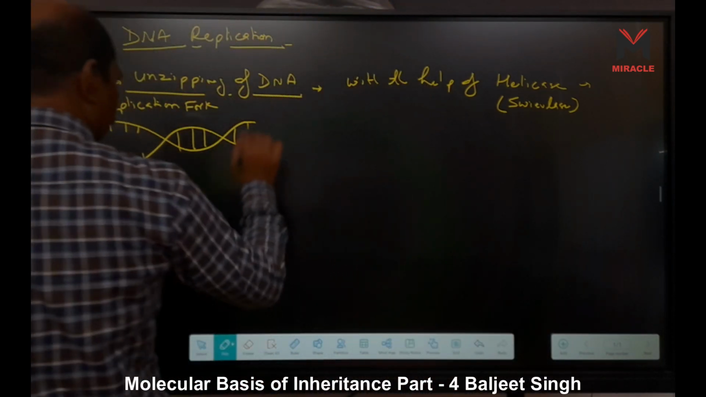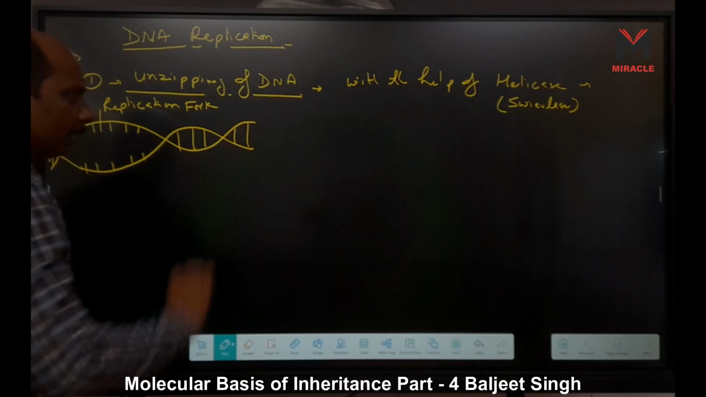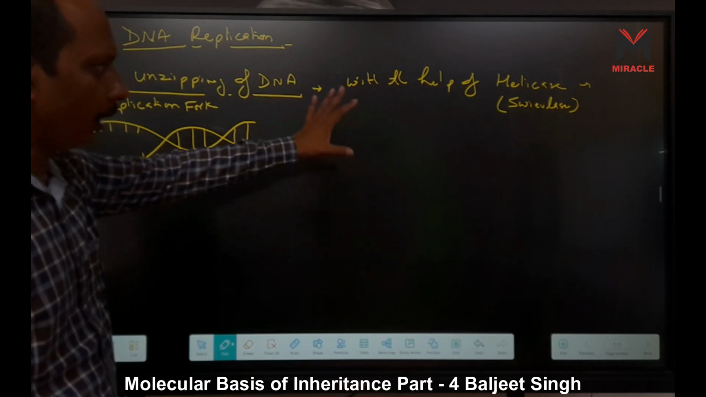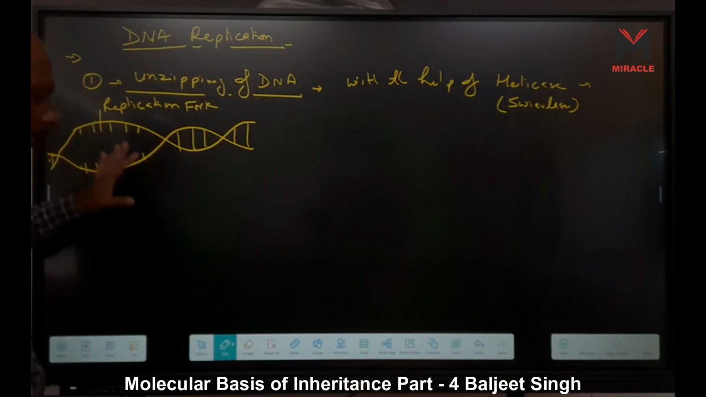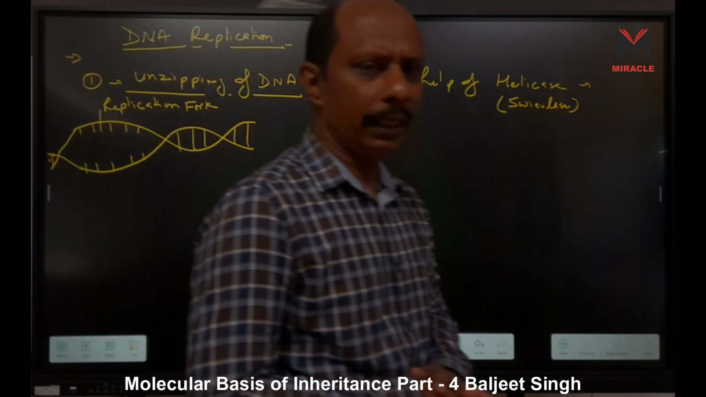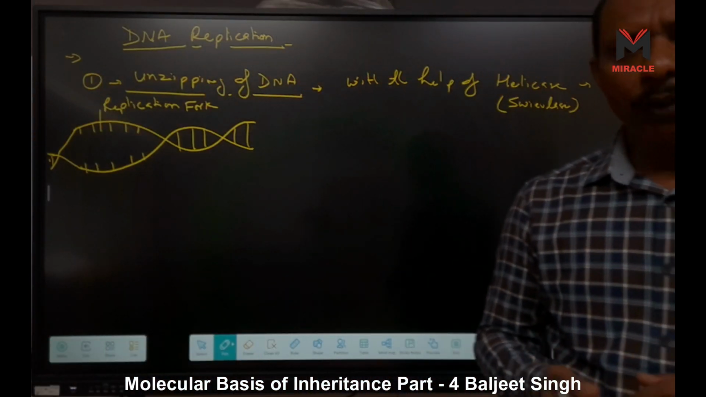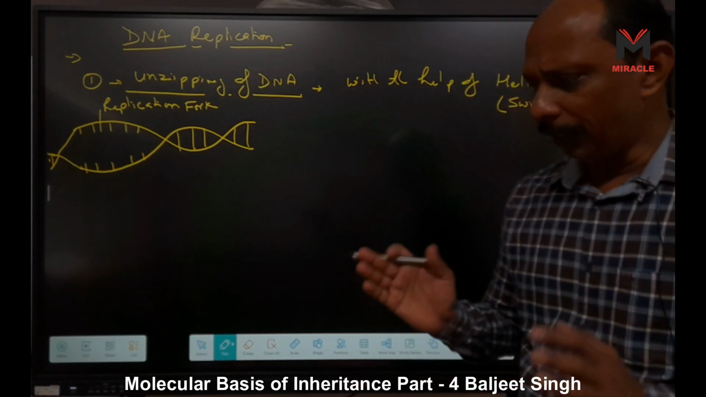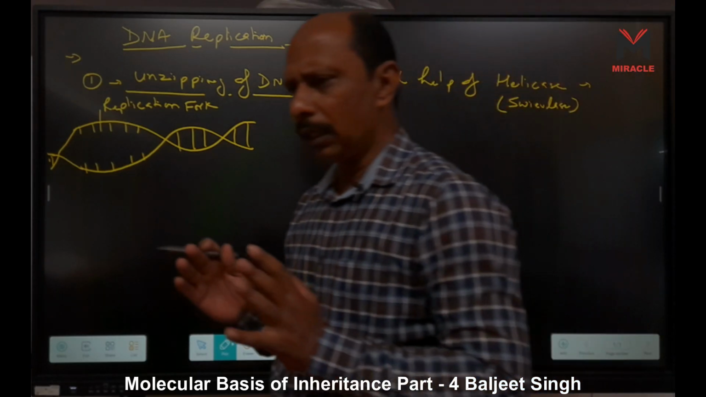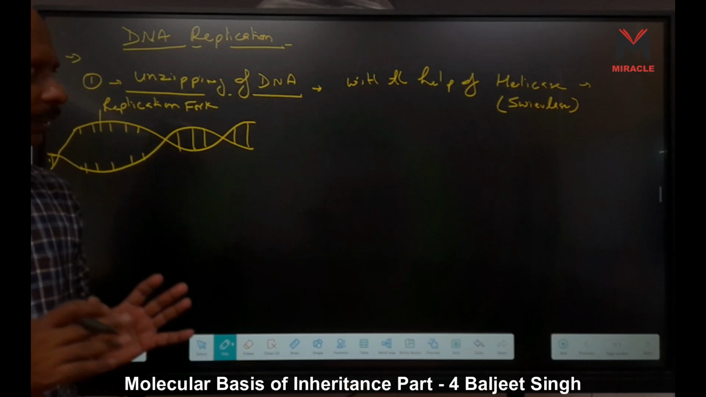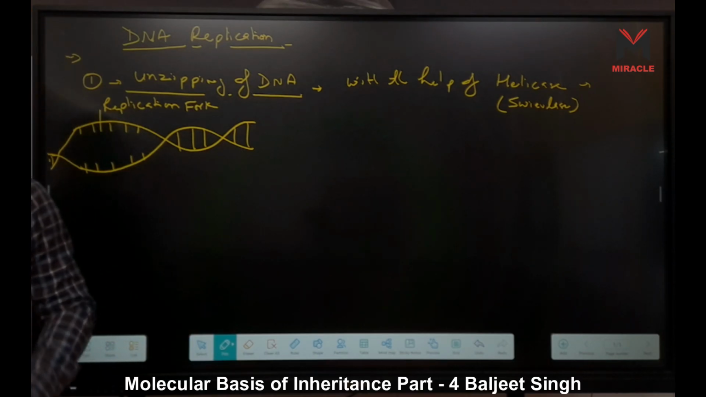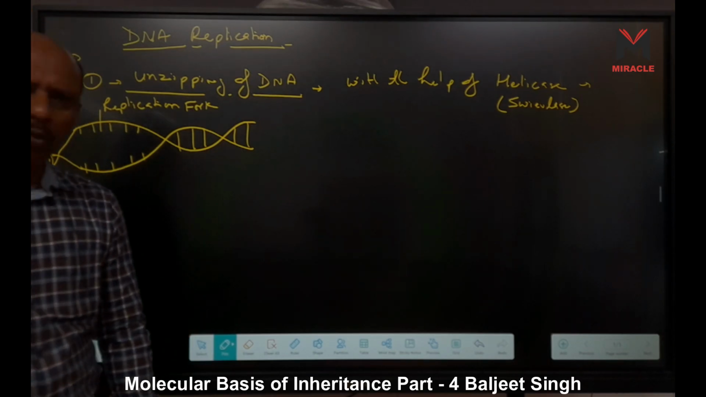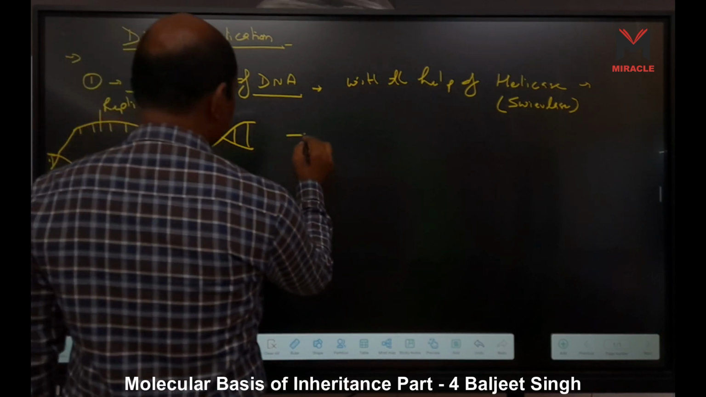Not only this enzyme is responsible, this enzyme is responsible for unzipping only. When it is unzipped, then what happens? A tension is formed, tension due to the supercoiling structure of DNA, right? So this supercoiling forms a tension, and this tension is released by another enzyme, and that enzyme is called topoisomerase.